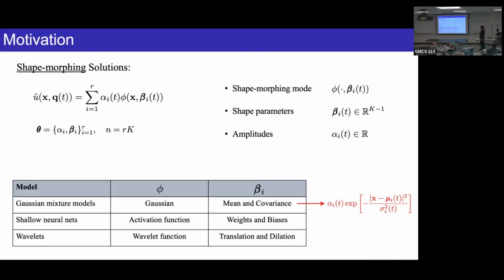I forgot to draw your attention to this formula. In the case of Gaussian mixture models, the exponential is my phi, the shape parameters are the mean and the variance, and the amplitudes are these alpha i's. So it's an explicit example here.